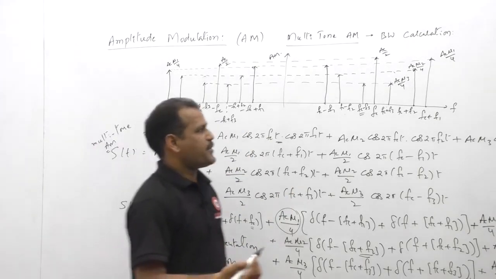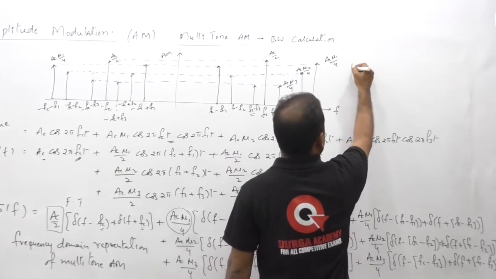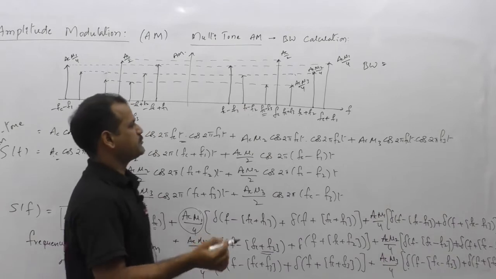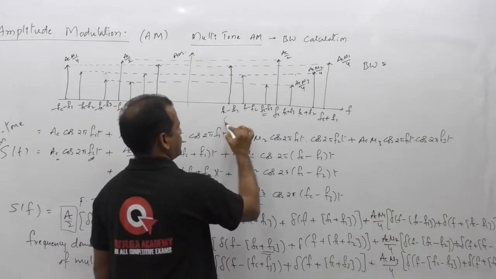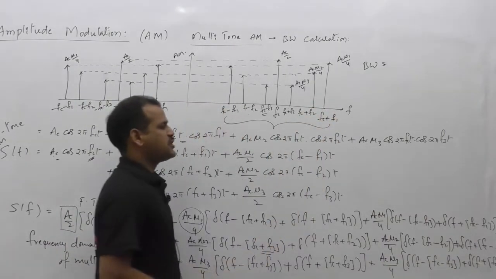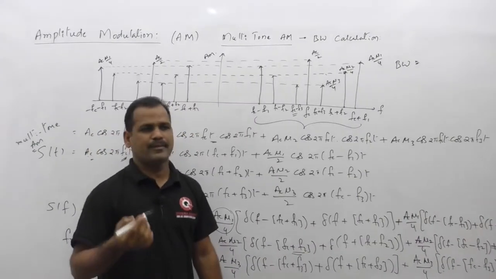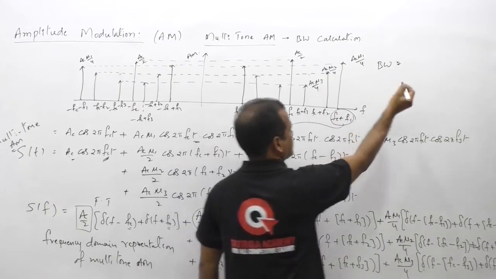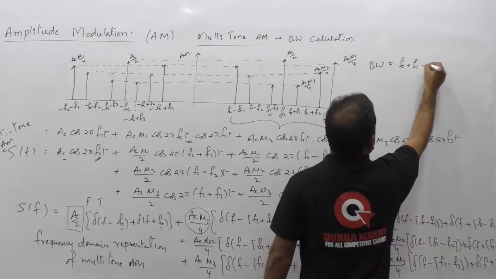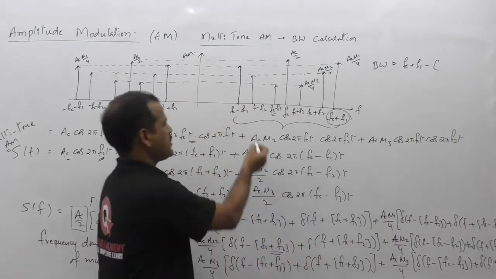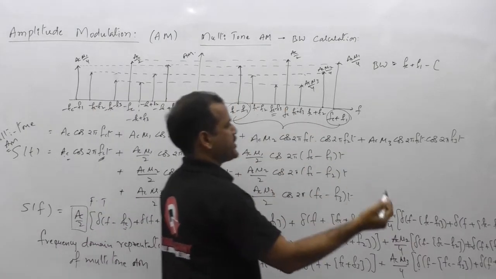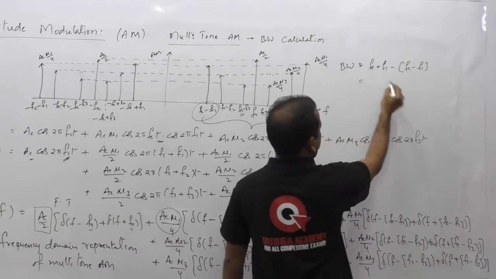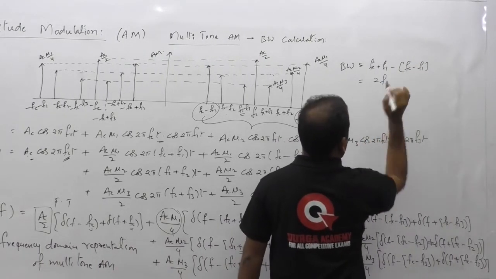Now we can calculate the bandwidth of any signal by taking the range of positive frequency components of that signal. Here, if you observe, you have to consider the positive frequency components. The range of positive frequency components is nothing but the bandwidth of that signal. The highest frequency component we are having is Fc plus F1, minus the lowest frequency component in this positive spectrum, that is Fc minus F1. So this is equal to, Fc gets cancelled, we will get 2F1.